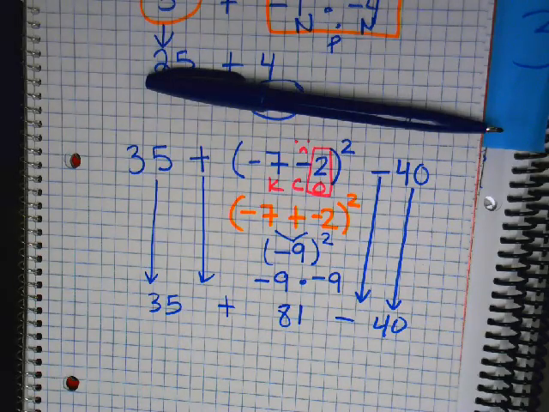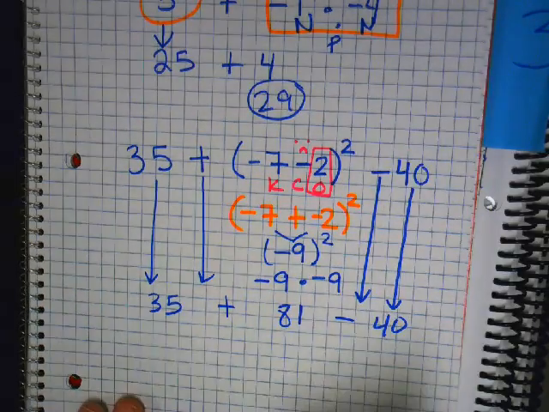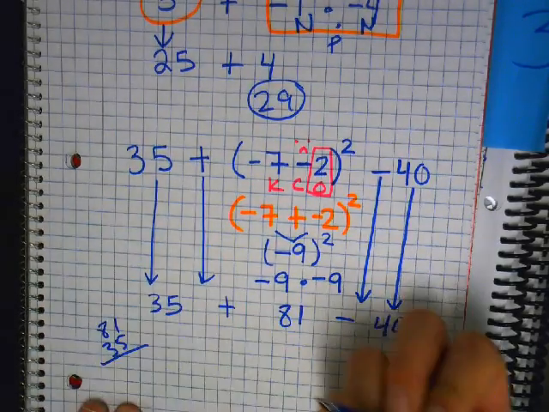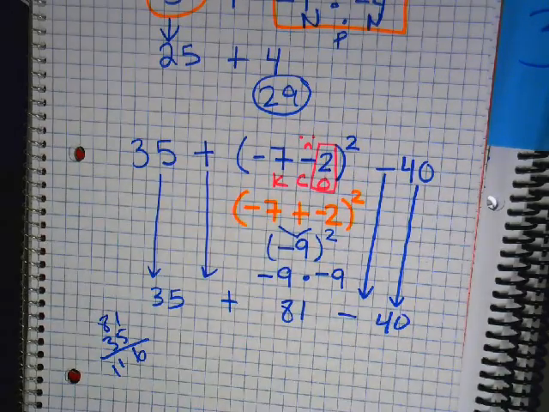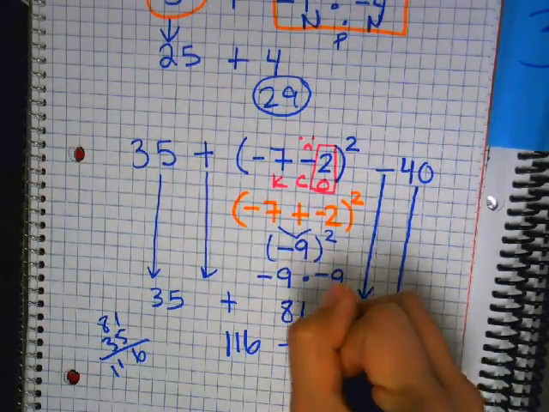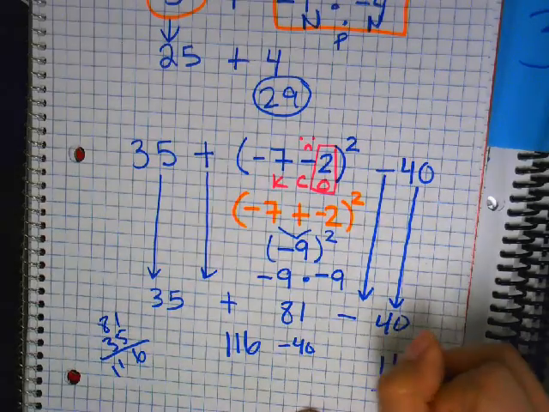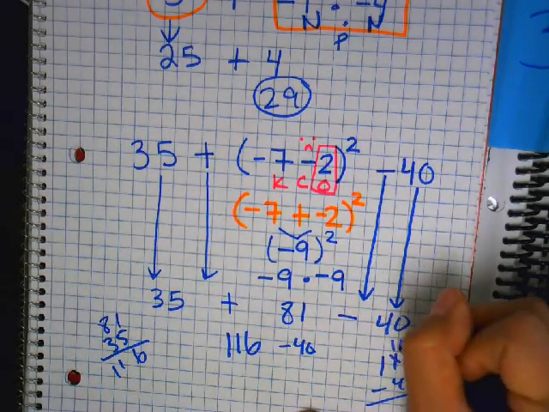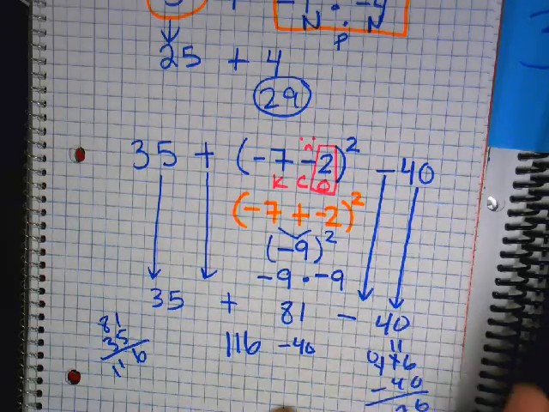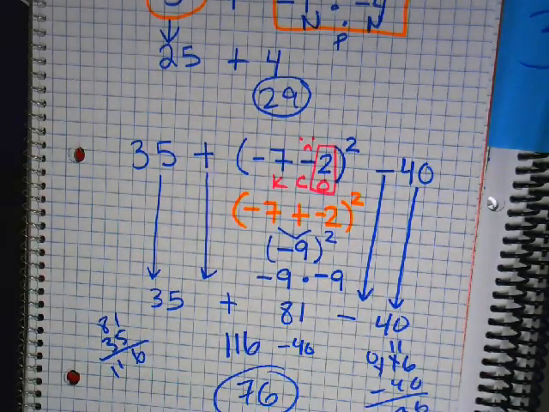None of you have the greatest grade to distract each other. Don't distract each other. What do we get? That's what everyone got. Alright. So 81 plus 35, 116, minus 40. 116 minus 40, yeah, 76.